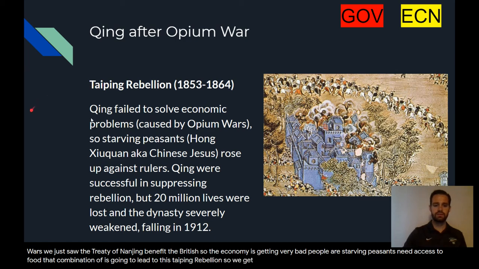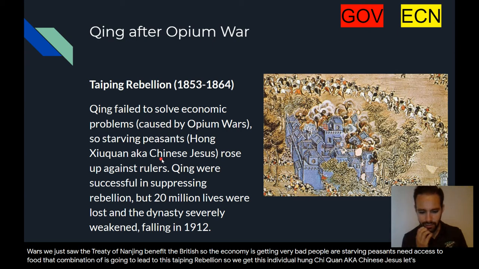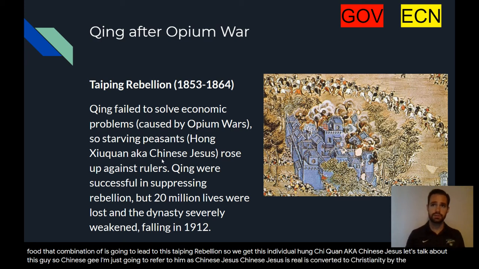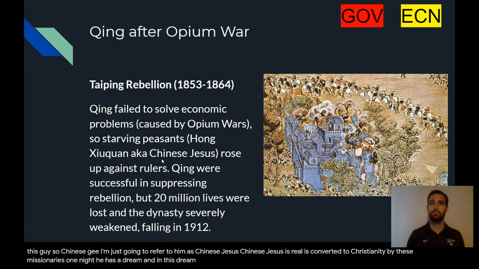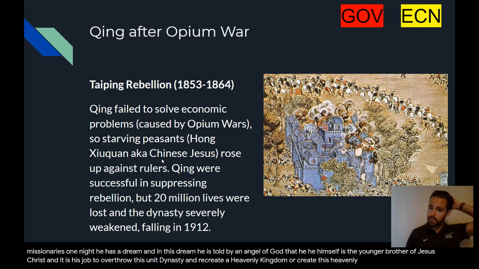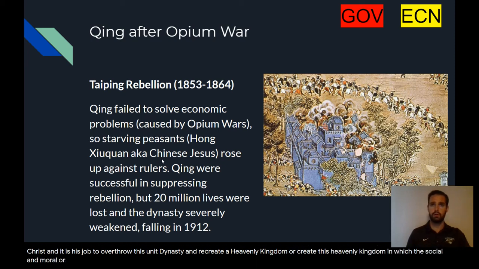So we get this individual, Hong Ziquan, aka Chinese Jesus. Let's talk about this guy. So I'm just going to refer to him as Chinese Jesus. Chinese Jesus is converted to Christianity by these missionaries. One night he has a dream, and in this dream he is told by an angel of God that he himself is the younger brother of Jesus Christ. And it is his job to overthrow the Qing dynasty and create this heavenly kingdom in which the social and moral order of the Chinese is put back into line.